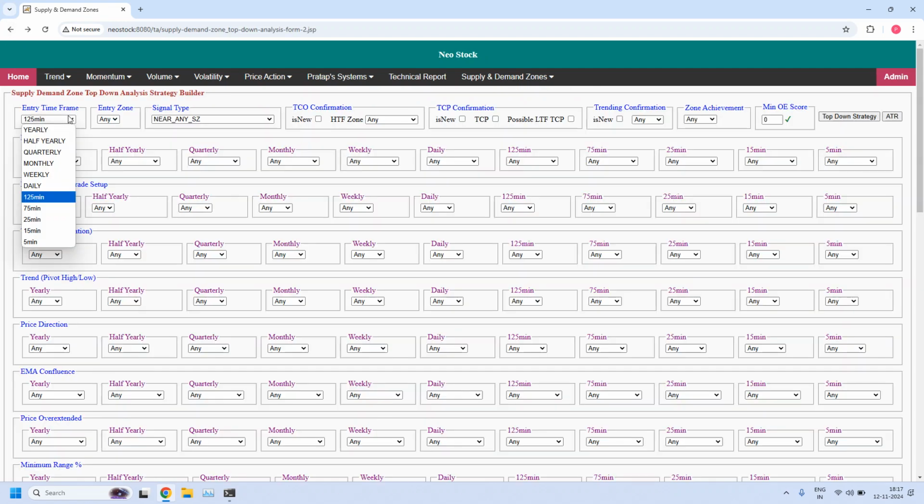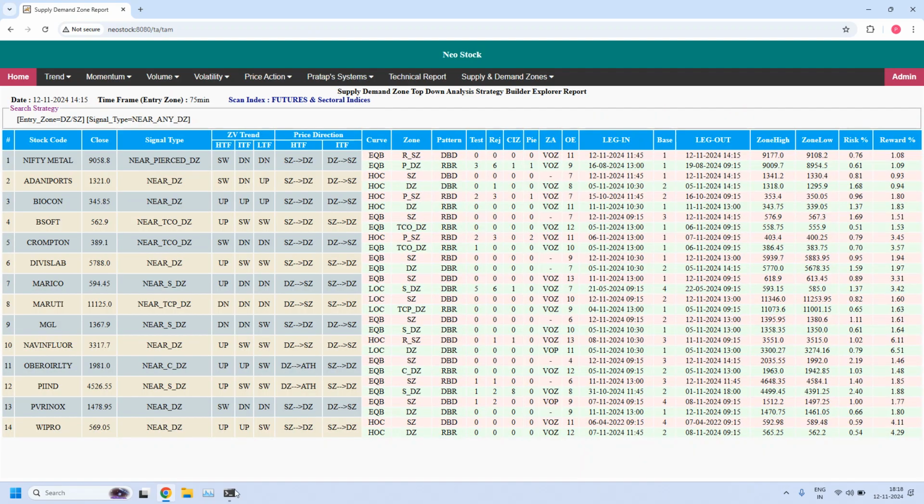Next time frame is 75 minutes. Entry time frame 75 minutes. Let us find the stocks near the 75 minute demand zone. We got 14 stocks. Let us identify high liquidity 75 minute demand zones from this list.